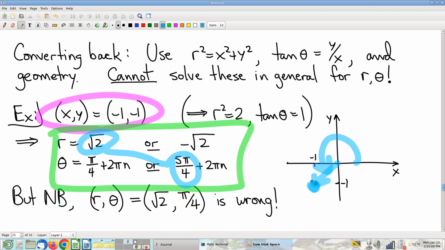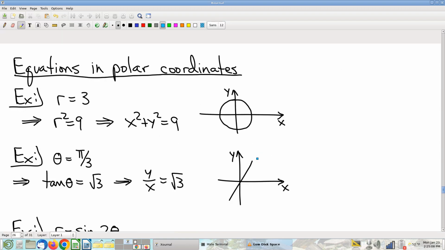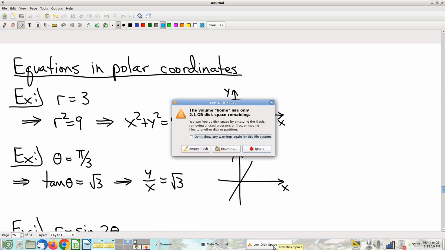Everybody good? All right. Okay, moving along. Oh, they're giving me another. Boy, they're being rude about this. Okay, gotcha.